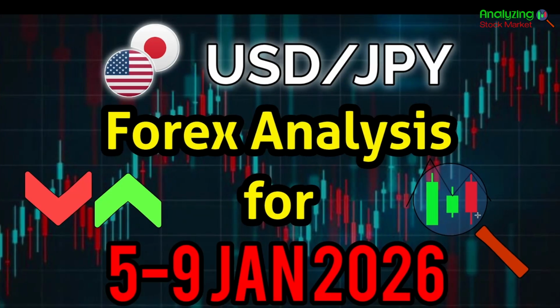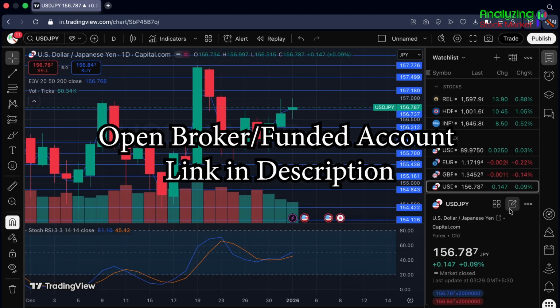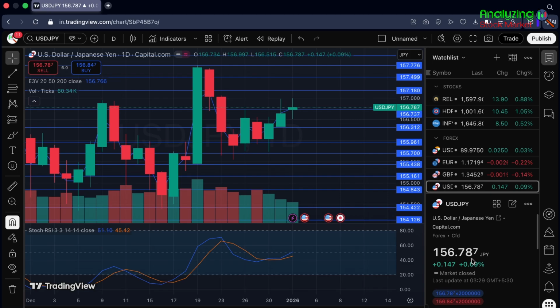So today we'll be talking about the USD JPY pair and we'll do the Forex analysis for 5th to 9th January 2026. So let's go straight to our chart. First, let's see what happened in USD JPY on Friday. As you can see, in USD JPY we saw a 0.09% positive move and closed at 156.787. Now we'll be talking about what is going to happen in the coming week.